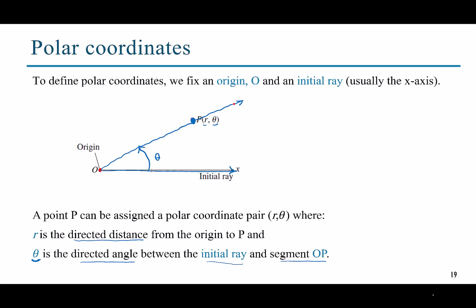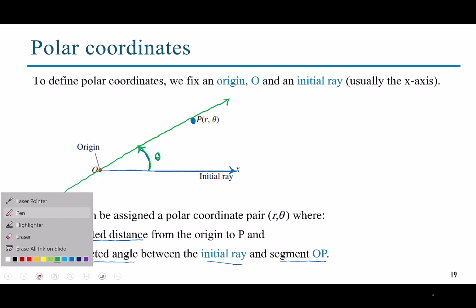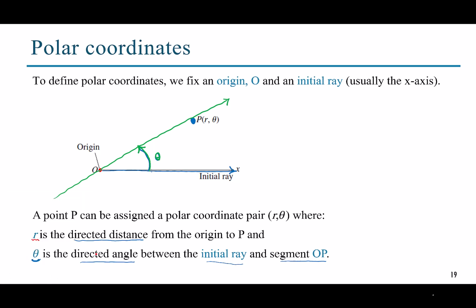Let me show it in a different color actually. So I go theta degrees from the initial ray and I get a new ray. This is the new ray, theta degrees from the initial ray. And on this ray, I have to go r, which is the distance, from the origin. Where is it placed? I go a distance of r from my O to get to P. That's what r and theta mean.